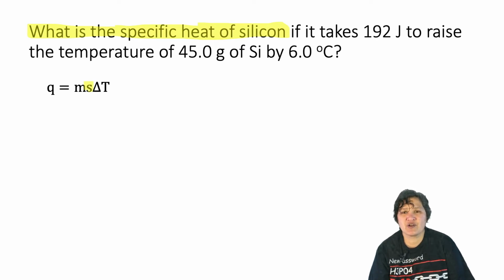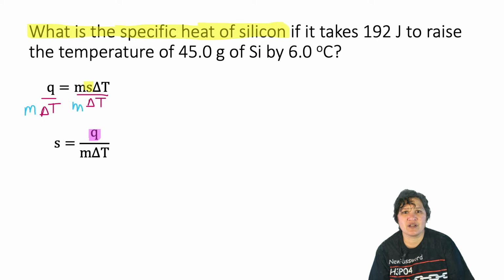So we're trying to solve for S here. Let's isolate S on one side of the equation, first by dividing both sides by delta T, then dividing both sides by M. This tells us that S equals Q divided by M delta T. Now let's find the values we need to plug into the equation.